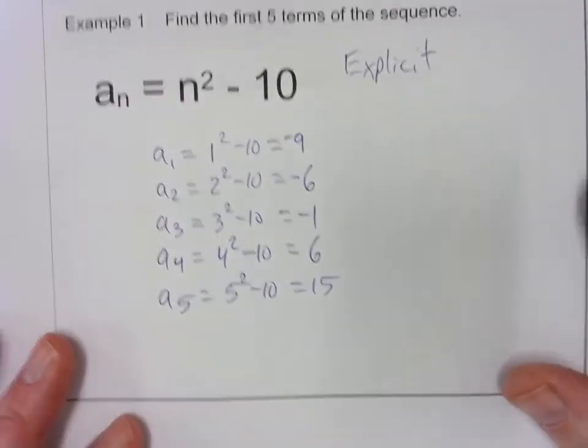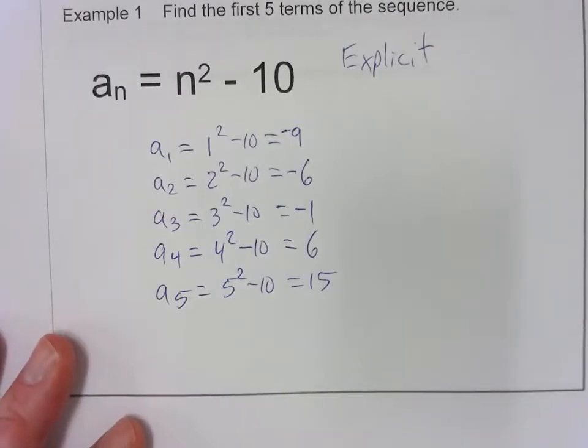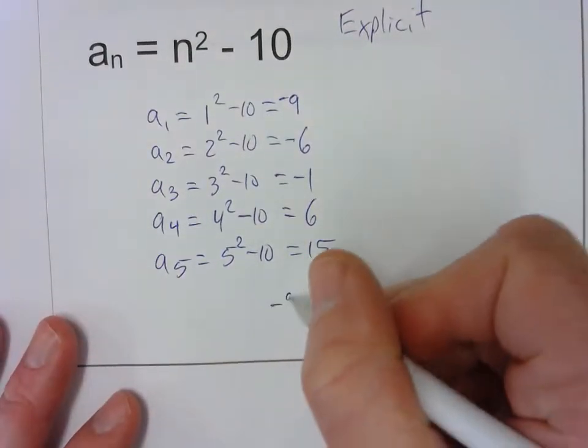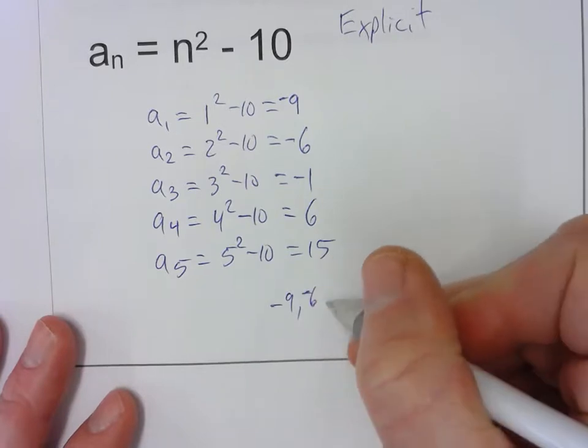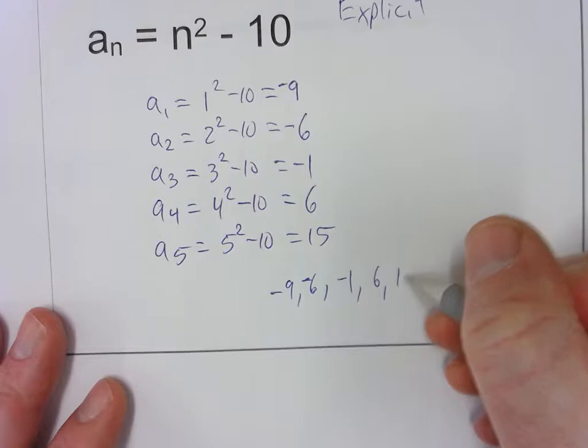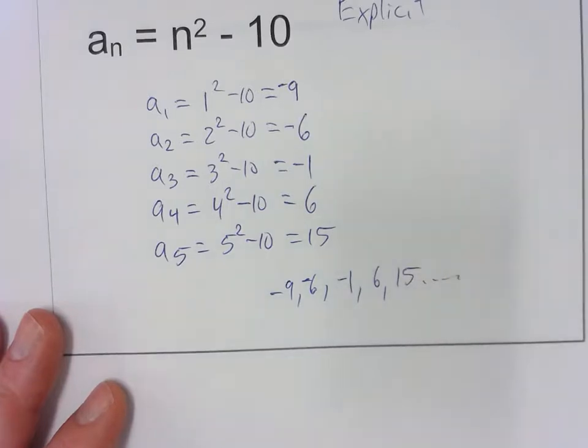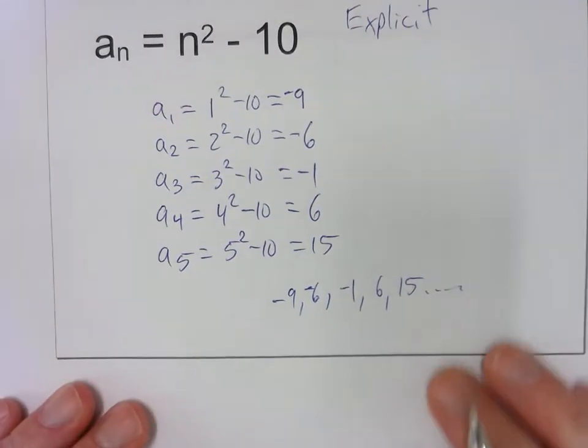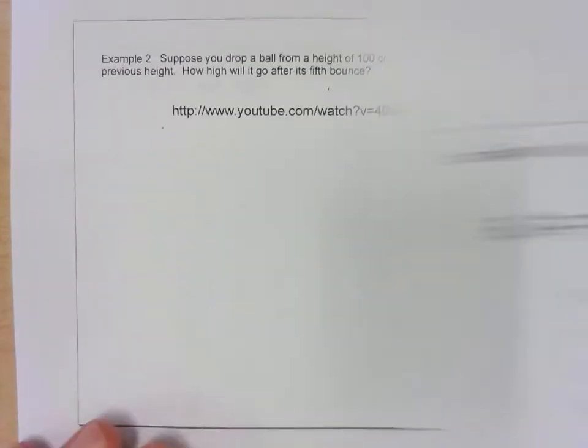So if you line them up like a sequence, it would be negative 9, comma, negative 6, comma, negative 1, comma, 6, comma, 15, dot, dot, dot, forever. All right, so this formula generates the sequence.